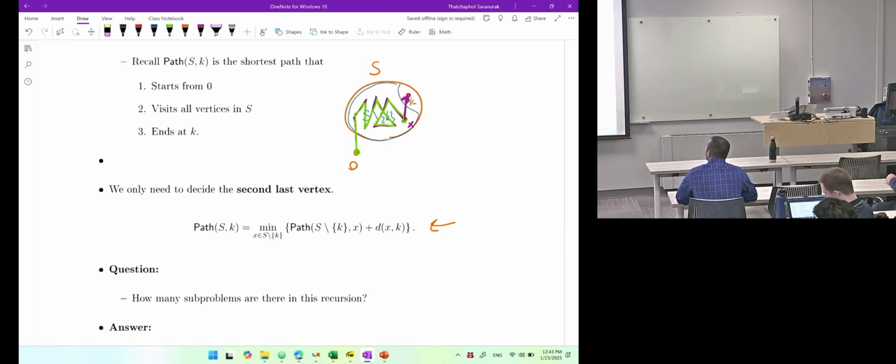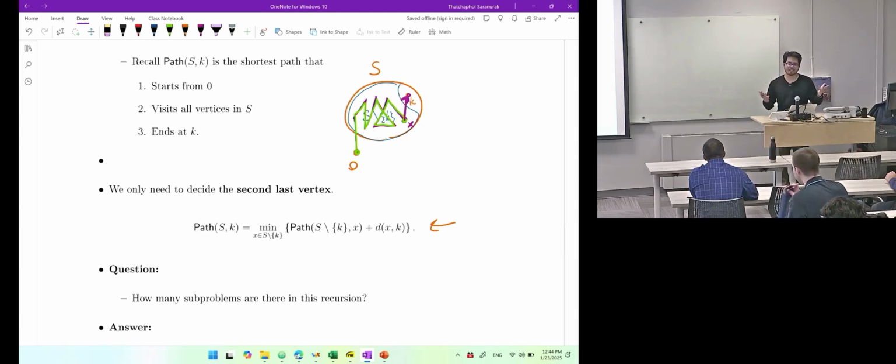So basically, when you want to count how many subproblems there are, usually just look at your recurrence, right? And look at how many possible values each of the indices can take. This is a set. There are 2 to the n many possible sets, and this is just one node. There are n many possible nodes, so that's 2 to the n times n. That's the possible number of cells that you need to fill in this weird table.